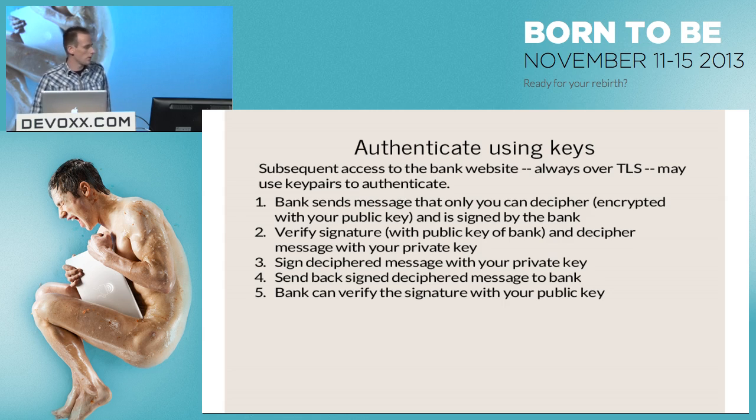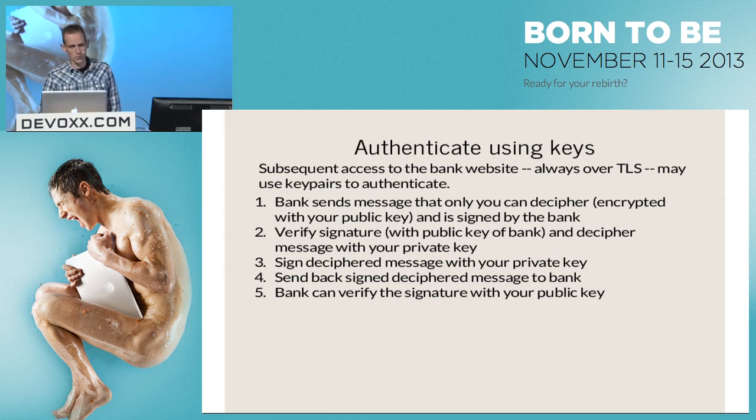So now that we have generated our key pair, we can use it to authenticate ourselves in the future when we want to access the bank site, the website of the bank. All your communication with the bank still has to go over TLS, because this key pair is just for authenticating yourself, and you don't want the communication to be sniffable. So how can we authenticate ourselves then using the key pair?